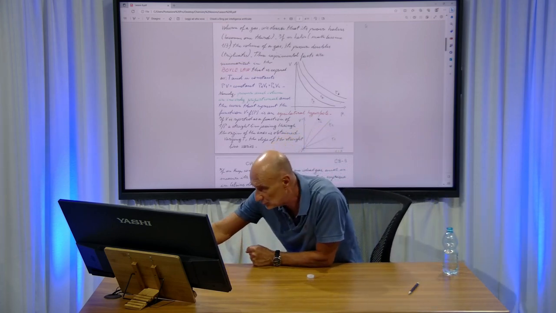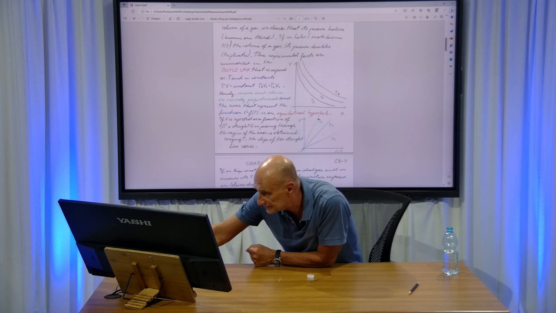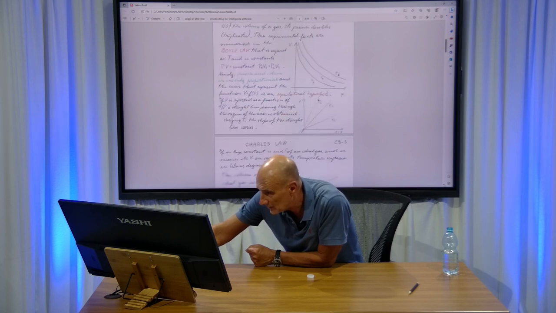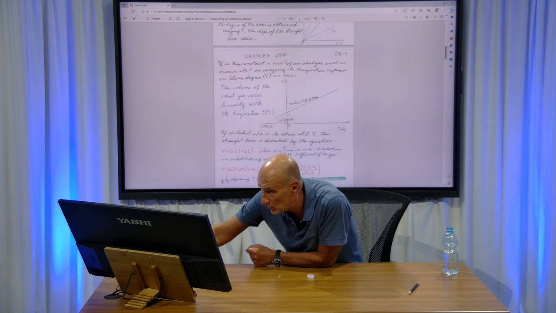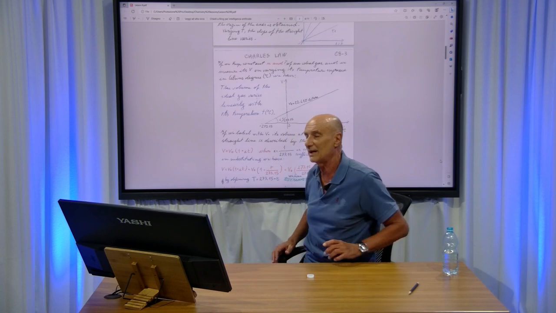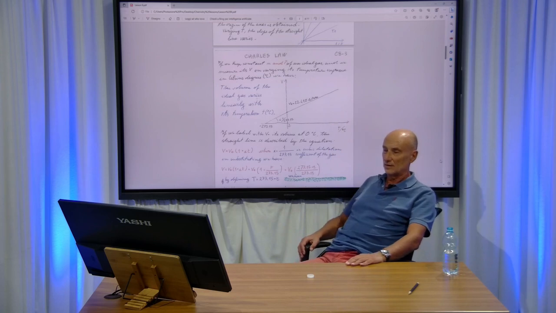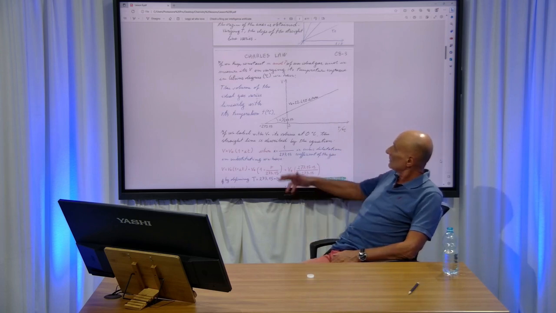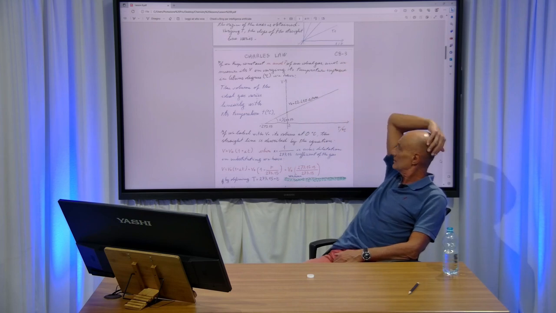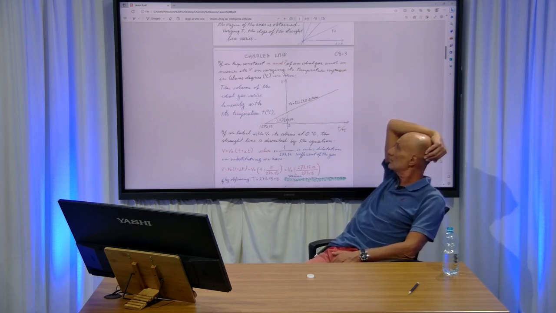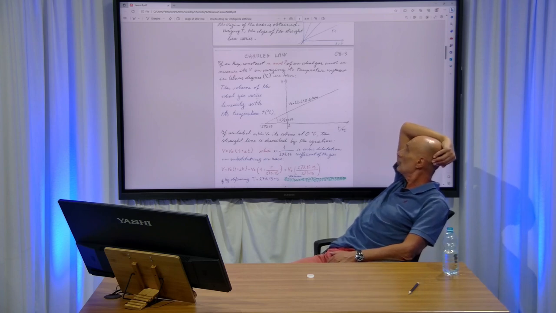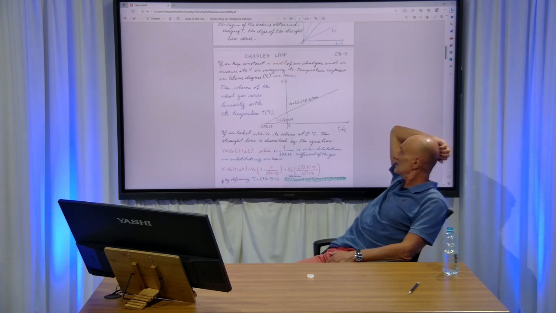Let's see what occurs when we keep the number of moles and the pressure of the system constant, and we let the volume of the gas vary with temperature. Well, this is the diagram in which we report that the volume of a gas is a function of its temperature expressed in degrees Celsius.